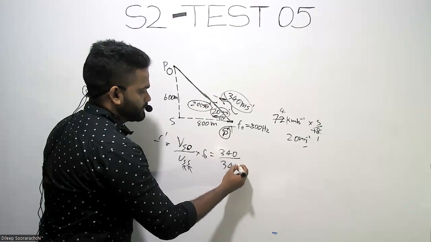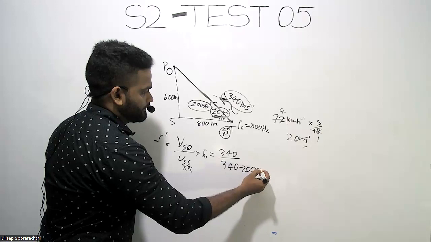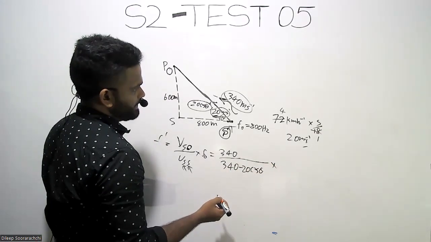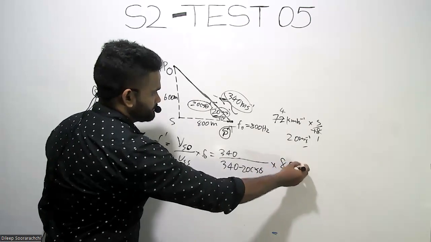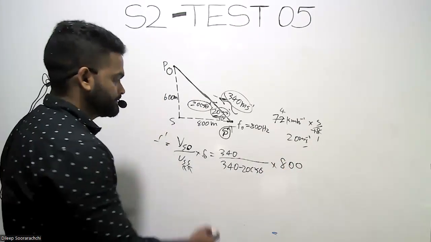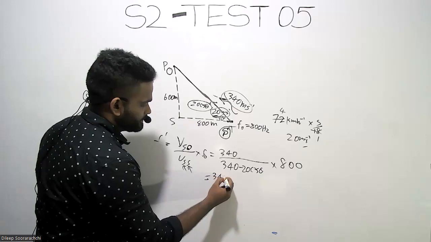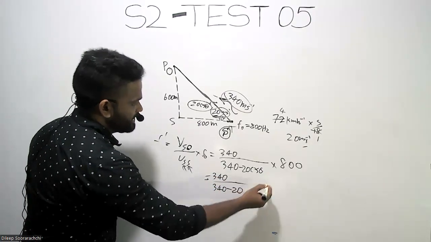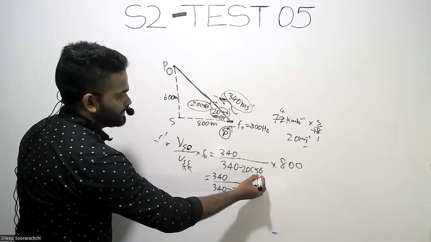So this is 340 minus 20 cos theta, times the actual frequency that they have given as 800 hertz. So this is 340 divided by 340 minus 20 cos theta. The other thing is we need to find a value for cos theta.